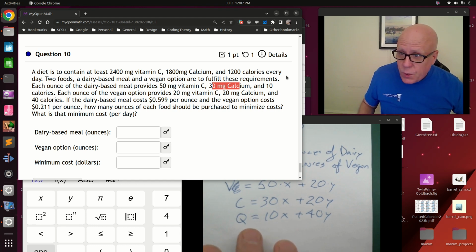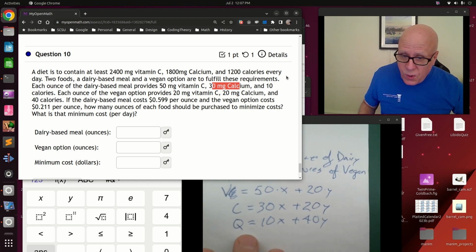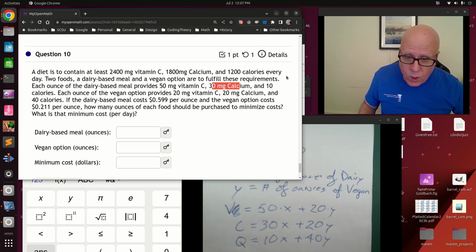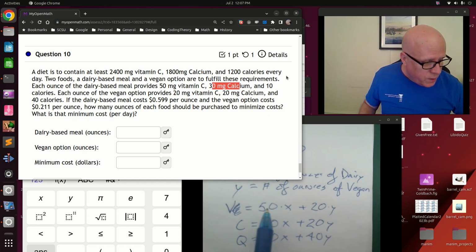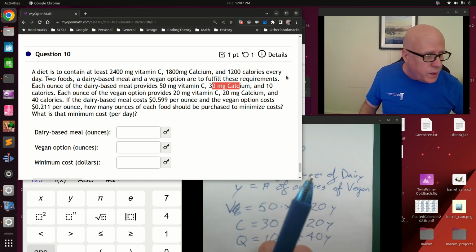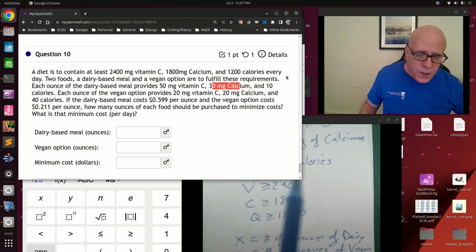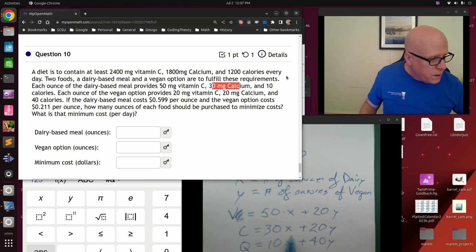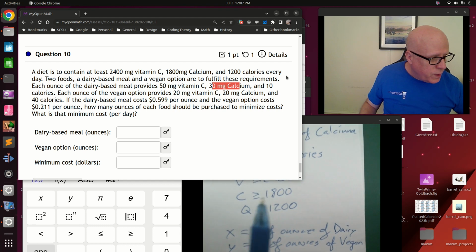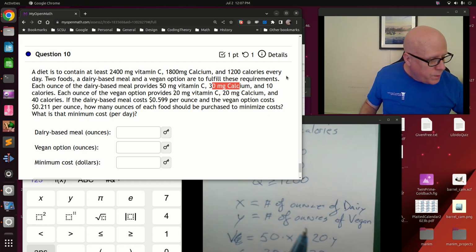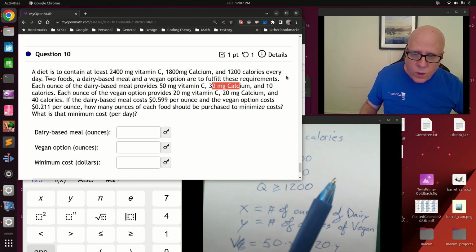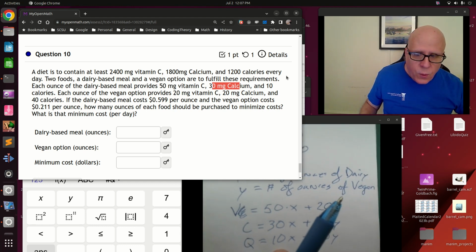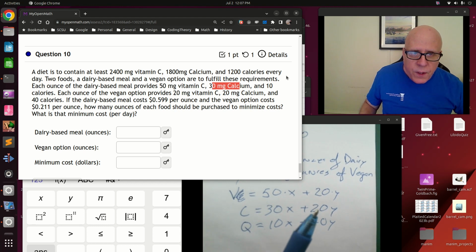Anyway, so then this is good because we're going to basically get an inequality out of each of these things we've collected. We'll have this combination of x and y has got to be greater than the 2400, and then this combination of x and y will have to be greater than the 1800, and finally the calories, 10x plus 40y, that's going to have to be greater than the 1200. All right. So yay. Bunch of inequalities, and those will determine our feasible region.